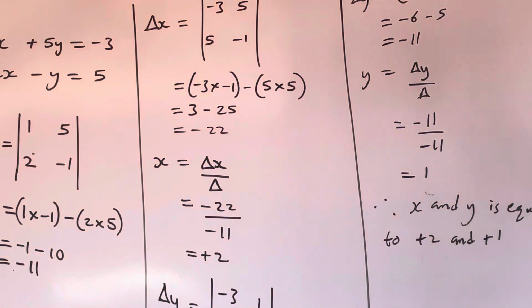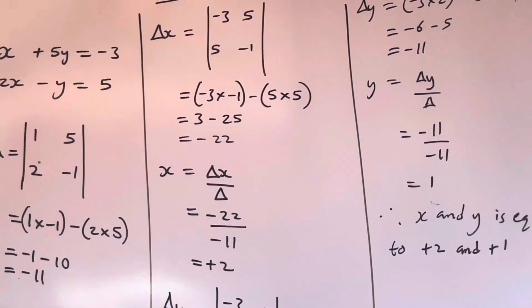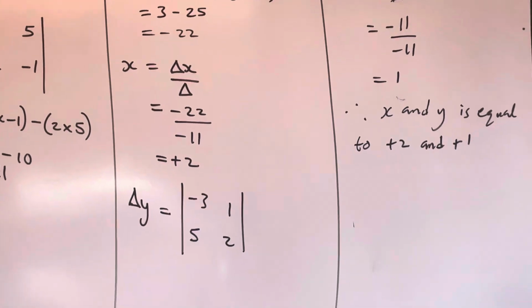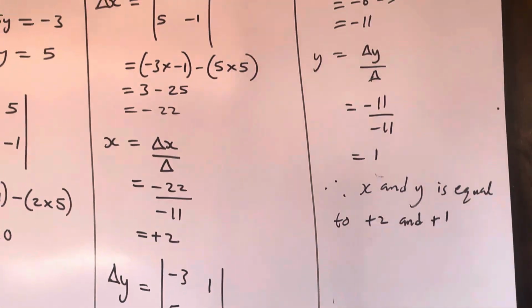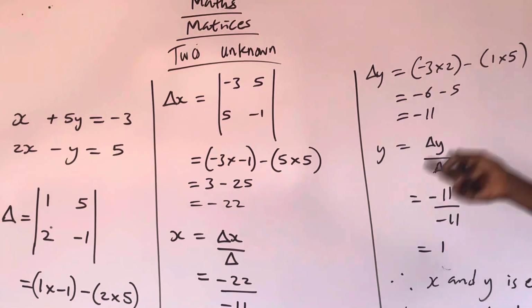So that is the concept of the determinant of a matrix with two unknowns. Do you get? If you observe, this calculation is void of formulas, but I used the formulas to explain.